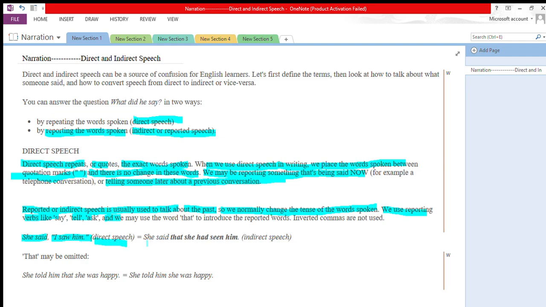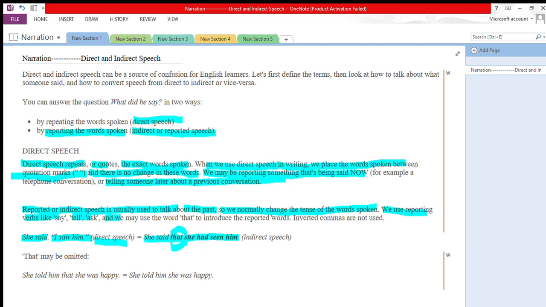Now if I tell it in my own words, I'll say she said that she had seen him. See, I have changed whatever she had said. After she said, no comma. Instead of a comma, you have used the subordinating conjunction that. And after that, no inverted commas, since you are telling it in your own words and we are not repeating the actual words of the speaker.